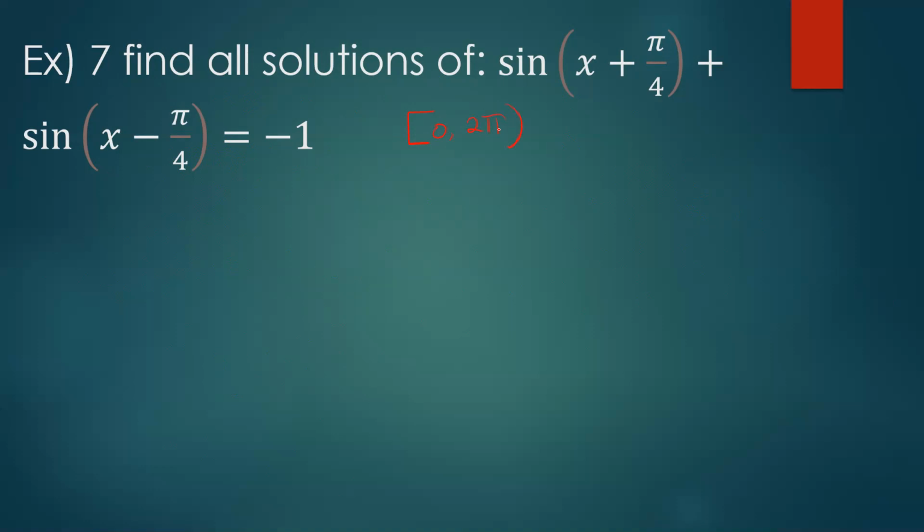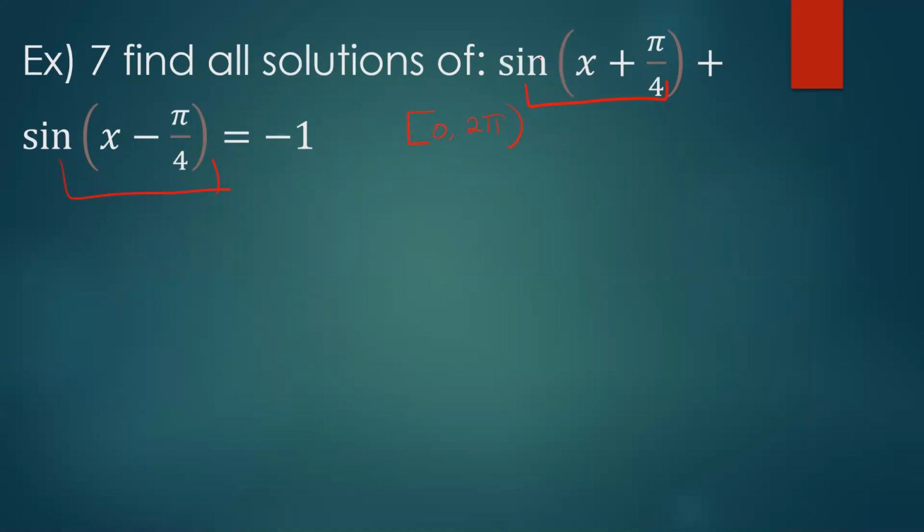parentheses. So let's just break it down into two parts. Let's break it down to this part, and then we have this part. So let's simplify the left side of the equation. Starting with this, sine of x plus pi over 4, what formula would you use?